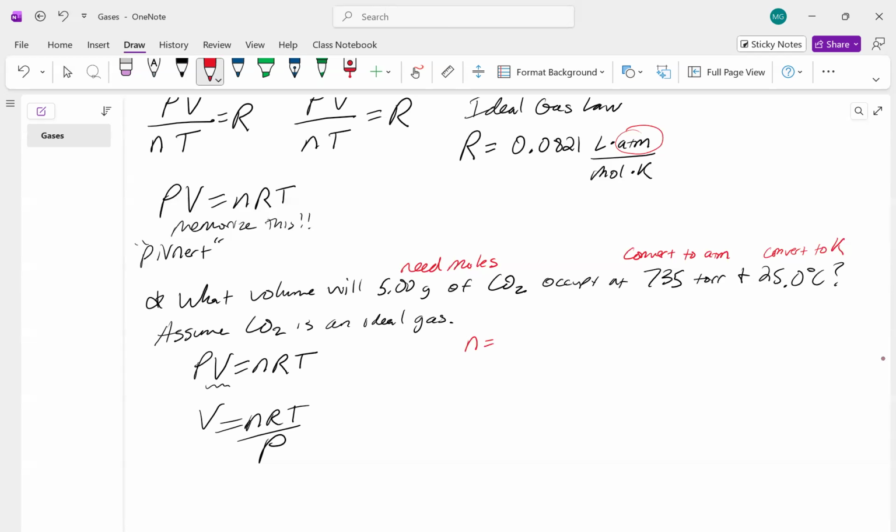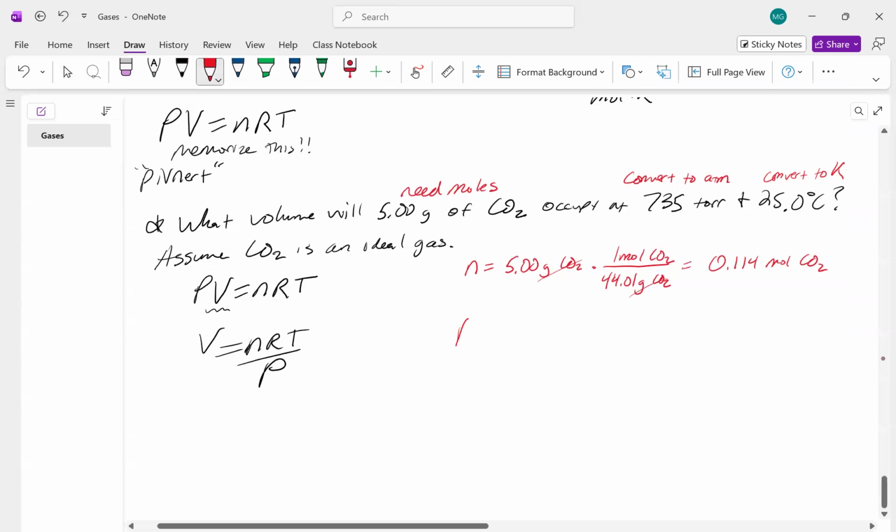So the moles of gas, we're going to start with the 5 grams of carbon dioxide. How do I go to moles of carbon dioxide? I'm going to use the molar mass, so I add it all up from the periodic table. And that comes out to 0.114 moles of carbon dioxide.